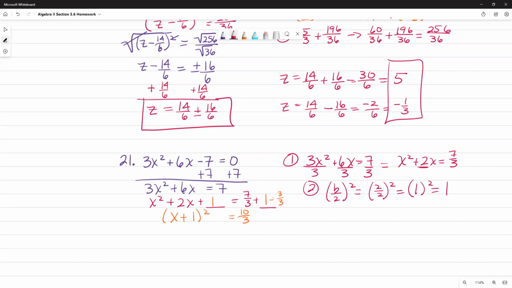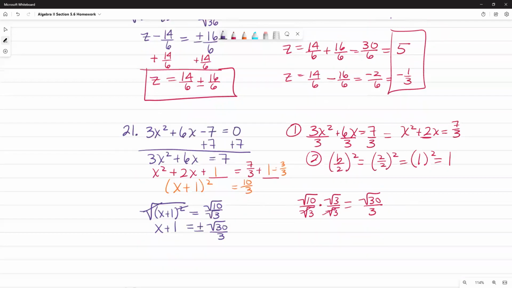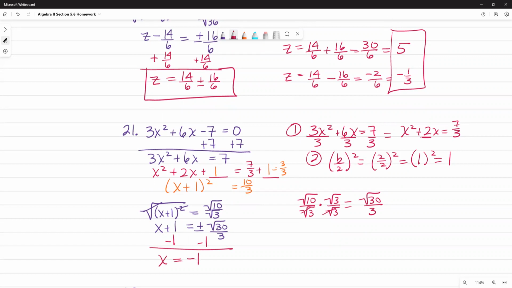Okay, so let's go ahead and solve this. Square root of x plus 1 squared equals the square root of 10 over the square root of 3. So those cancel out. I know that this side is going to be x plus 1. Let's go ahead and simplify this. This is square root of 10 over square root of 3. I've got to multiply it times 1 in the form of square root of 3 over square root of 3 to cancel out these guys. And so this becomes the square root of 30/3. Now there's no perfect square that goes into 30, so we're leaving it like that. Just have to remember it is plus or minus, so plus or minus square root of 30/3. And then I subtract the 1 from both sides. And our final solution is x equals -1 plus or minus square root of 30/3. And that's it. I can't do any more.